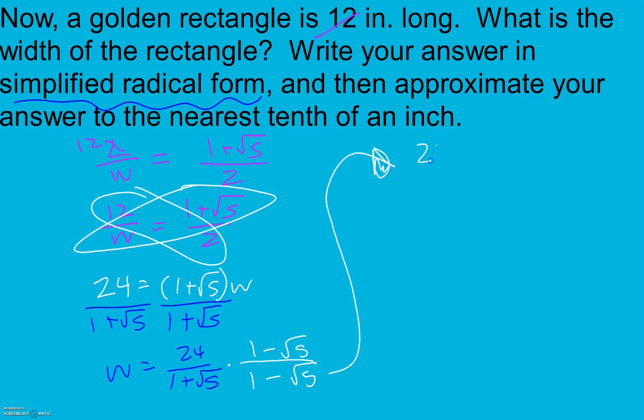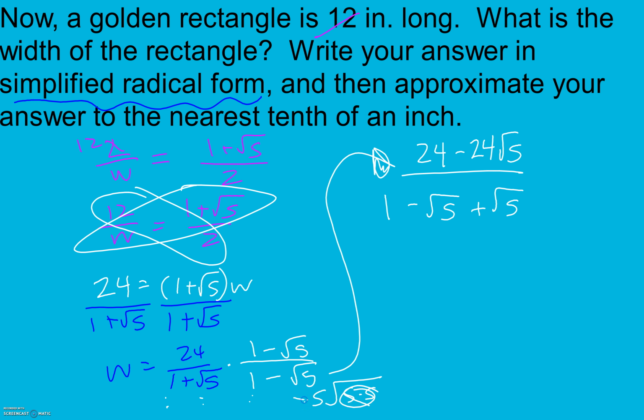So in my numerator, I'm going to have 24 minus 24 square roots of 5. In my denominator, I'm going to have to FOIL. Firsts, outsides, insides, and lasts. You can take that 5 out, and it's negative, so negative 5. Negative square root of 5 plus square root of 5 is 0. So I'm going to have 24 minus 24 square root of 5 over 1 minus 5, negative 4.